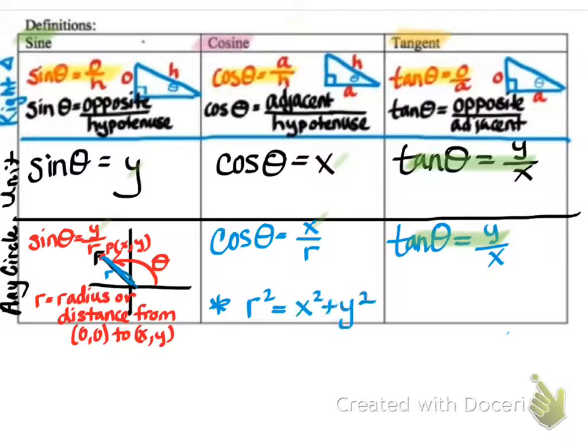Now, notice the similarities. We're keeping consistent values, x's and y's, but the one thing we need to know is how to find the radius r, and r squared will always equal x squared plus y squared. It's a twist on the Pythagorean theorem. So we're going to use this formula to find r to solve these problems. You'll see it in the next example, so it should make more sense when you start to see it there. So let's take a look at that example.